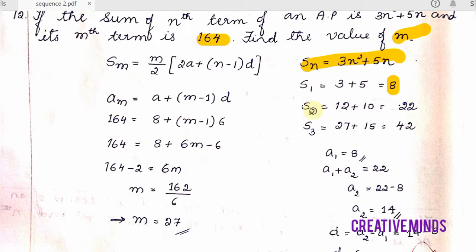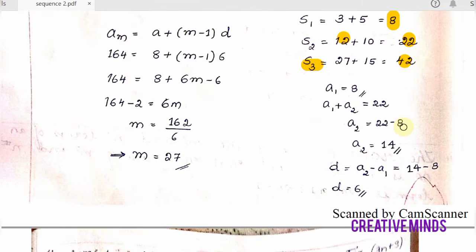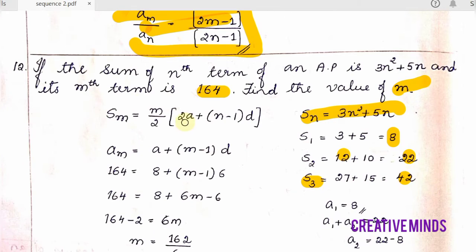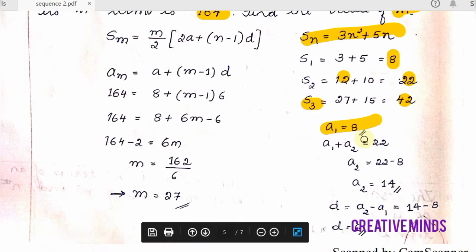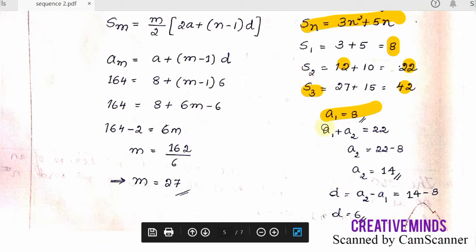Then similarly find S2. S2 is equal to, put 2 in the place of n. So 2 2s are 4, 4 3s are 12, plus 5 2s are 10, that is equal to 22. So S3 is equal to 3 square, 3 square is 9, 9 3s are 27, 27 plus 5 into 3, 15, that is equal to 42. So S1 is equal to a1, right? So a1 is equal to 8, the first term.